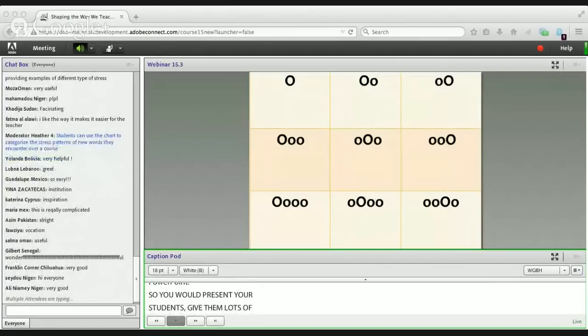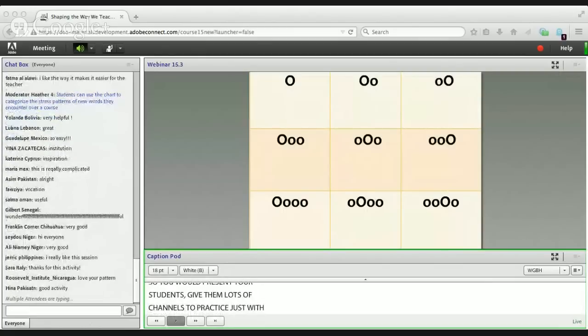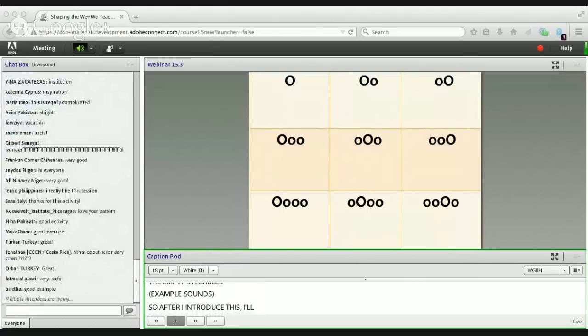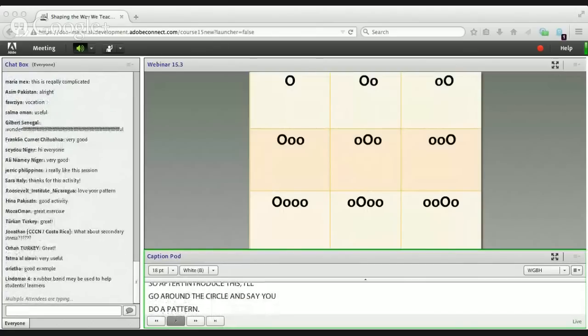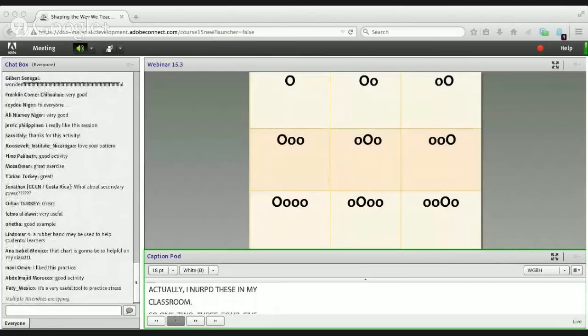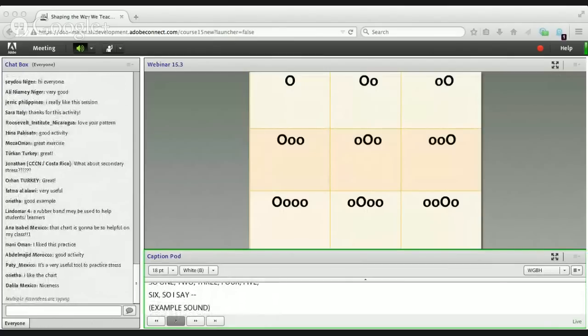Sometimes what I'll do is after I introduce this, I'll go around the circle, I'll say, you do a pattern. Actually, I number these in my classroom. So 1, 2, 3, 4, 5, 6. So then I say da, da, and students say pattern 3, or da, da, da, pattern 4. So in other words, they can communicate with me what it is.